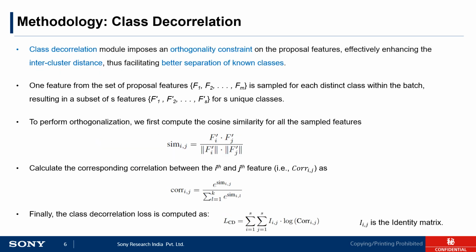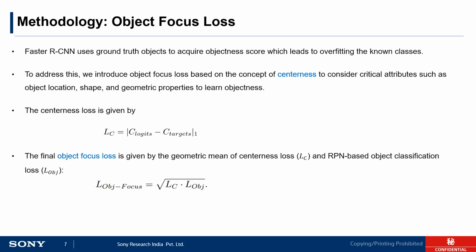Second is class decorrelation, which helps the proposed method to enhance the inter-class distance and creates better separation of known classes. Initially, a subset of features is created by sampling one feature for each distinct class from the M proposal features. Then, to perform orthogonality constraints, we compute cosine similarity and then calculate the corresponding correlation for all the sampled features. Finally, the class decorrelation loss is computed between correlation scores and the identity matrix.